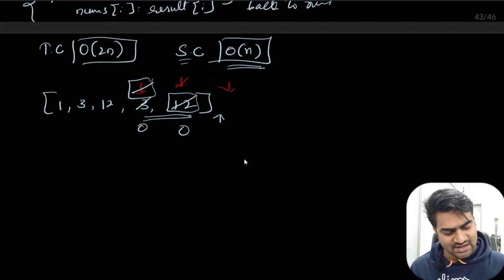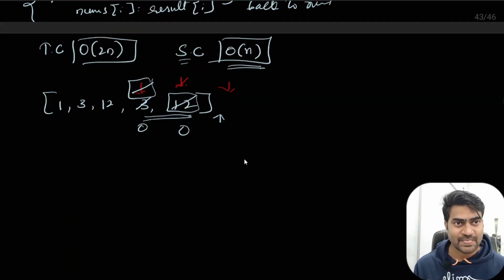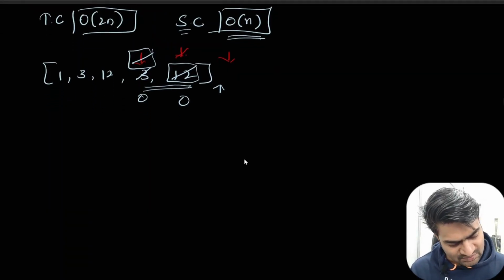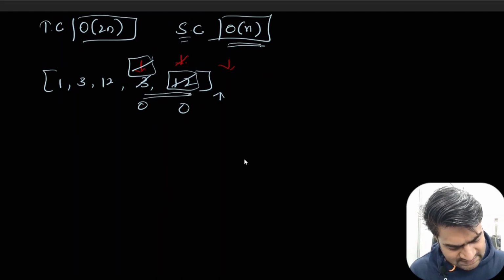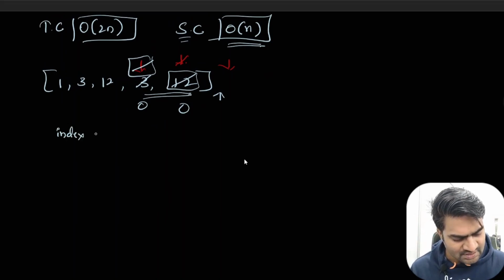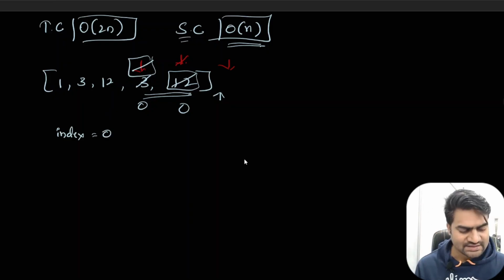Okay, let us try to write the pseudocode for that. So what I will do, I will take one index and I will assign it to 0. So this is basically the index of the 0 pointer. Okay, so this index pointer will point to the 0 value.